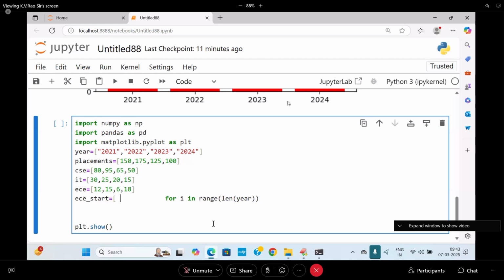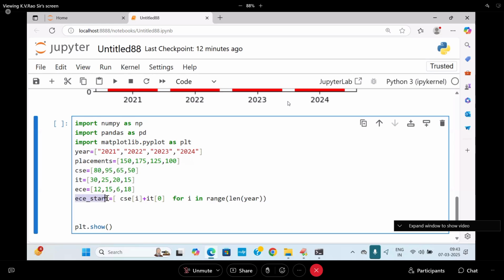What do I want to get? What is the value of i now? The i value is 0. What will I write now? CSC of i. CSC of i is how much? 80. The i value is 0, so CSC of 0 is 80, plus IT of 0. What is the IT of 0? 30. 80 plus 30 is 110. 110 will be there in where?